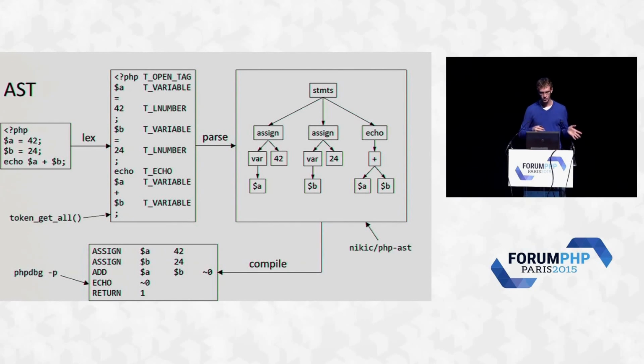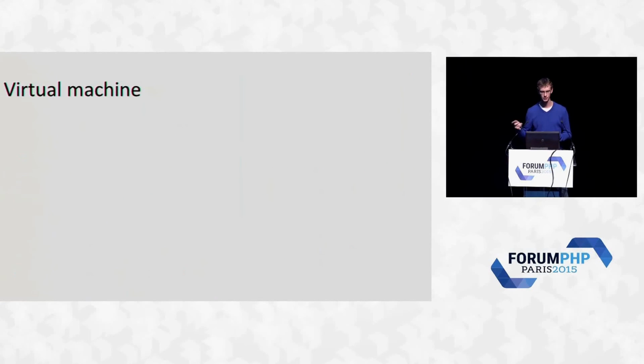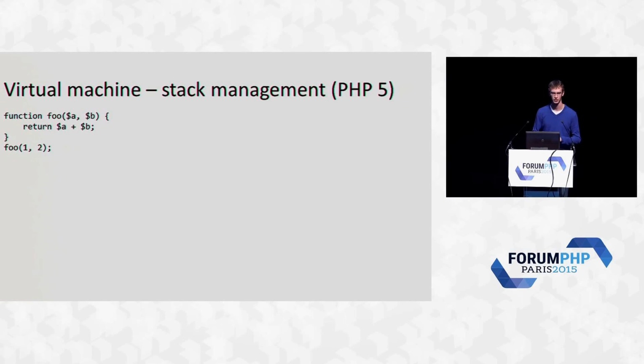And well, that was the compiler which turns source code into instructions. And now comes the second step, the virtual machine, which actually runs the instructions. There have been a lot of different virtual machine optimizations, and I'd like to mention 3 of them. The first one is related to stack management. Here we have a very simple function which takes 2 arguments, adds them together and returns the result. Then we call this function with arguments 1 and 2, so we want to get back the value 3.